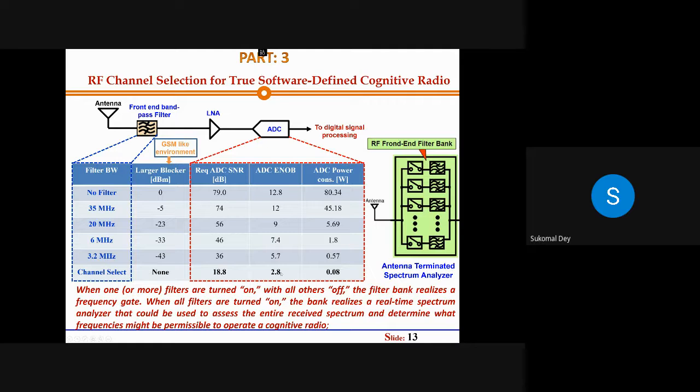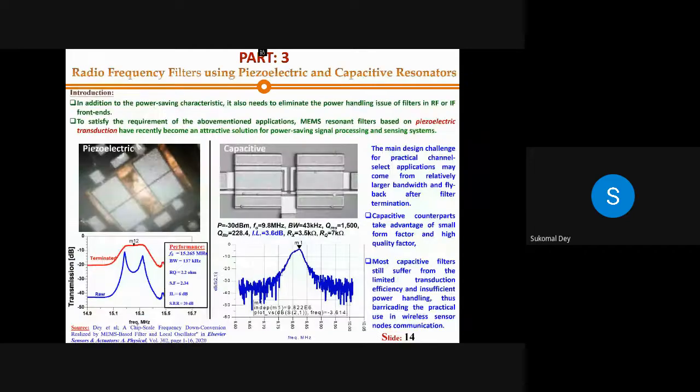What I am showing here is that getting a narrowband filter is very, very important. A narrowband filter means your resonator should have a very good quality factor. To get a very good quality factor, the MEMS micromachined resonator can serve this purpose. For that, there are different kinds of transduction mechanisms. One of them is the piezoelectric transduction, you can see it over here.